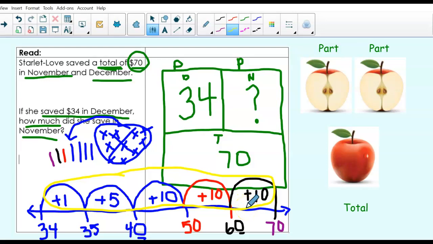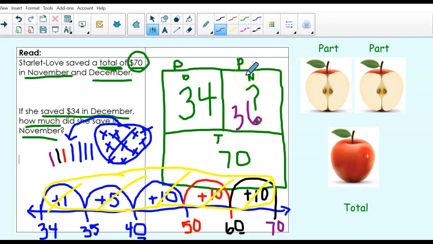Here we go. 10, 20, 30. 30 plus 5 is 35. 35 plus 1 more is 36. Boys and girls, our missing number is 36. 34 and 36, when you put them together, equal 70.